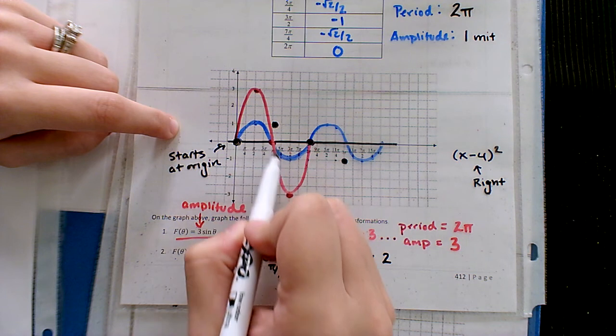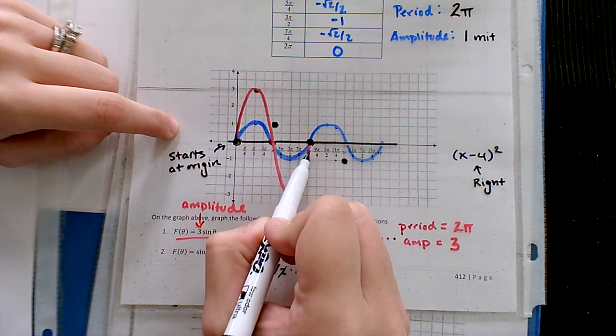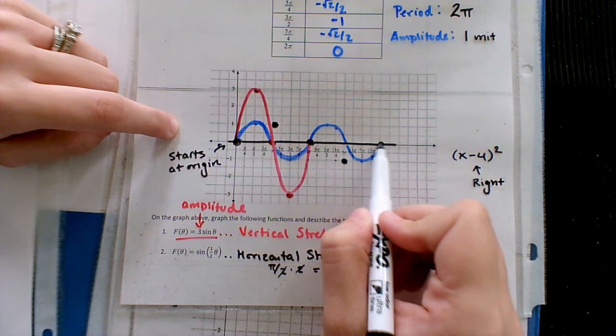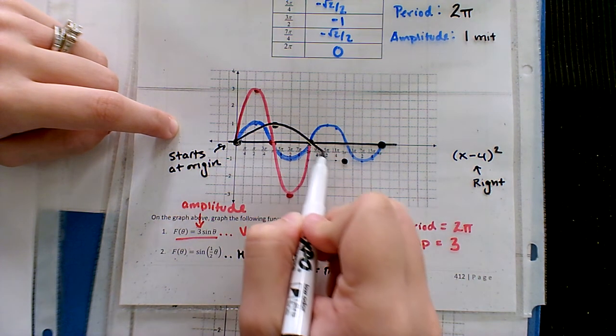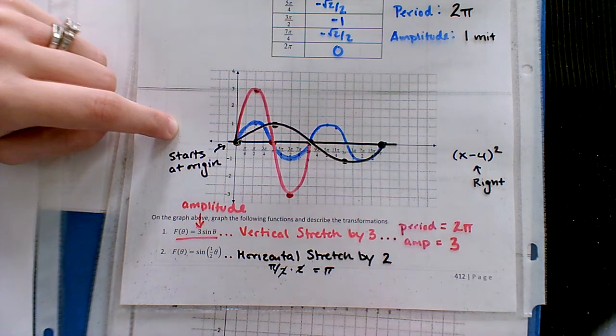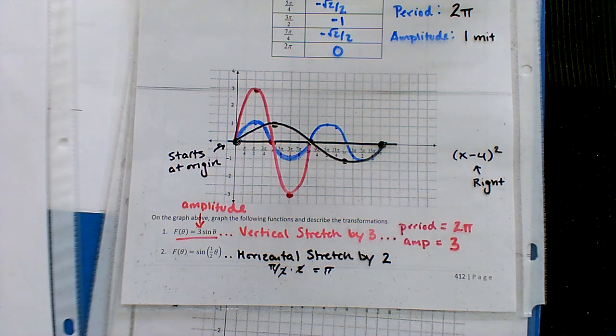And the last point in our cycle is at 2 pi. If we double 2 pi, we're at 4 pi, which is at the very end. So if we connect all those black dots, there's our one cycle. Okay, we changed the blue one to the black one.